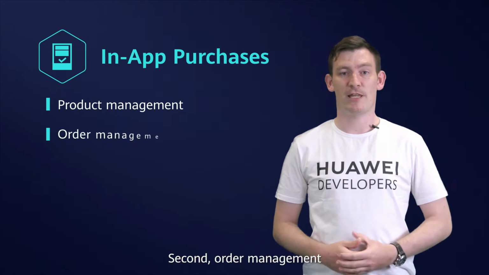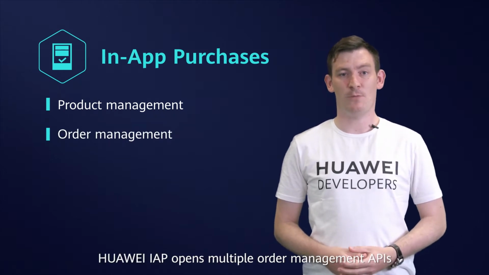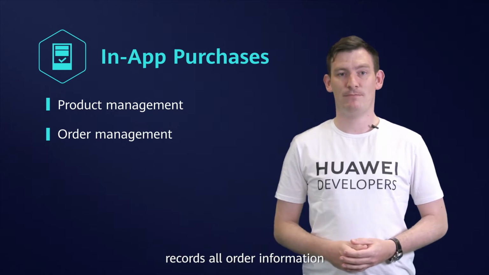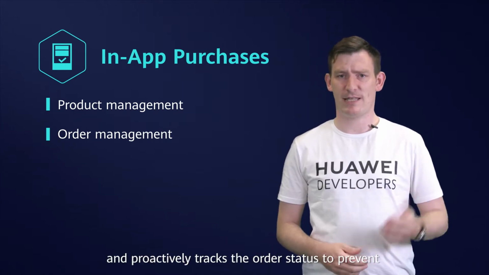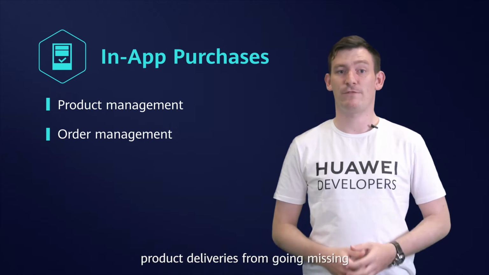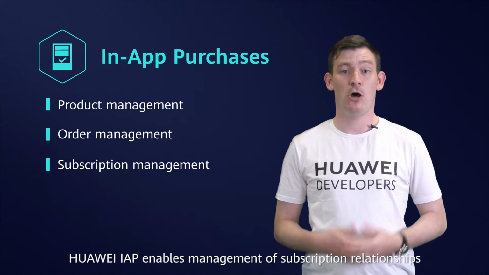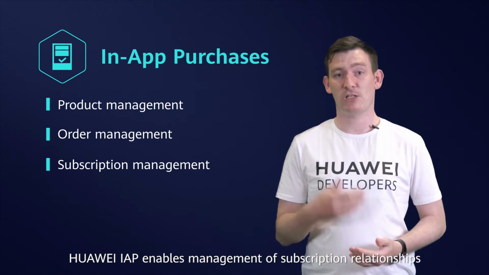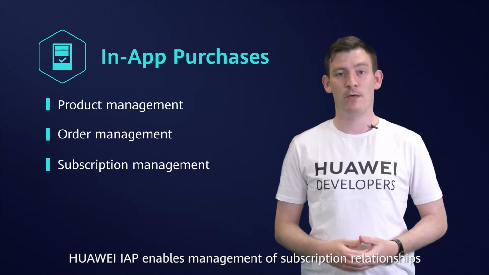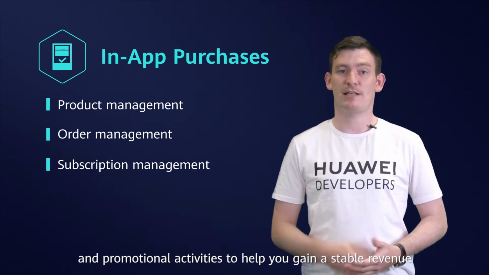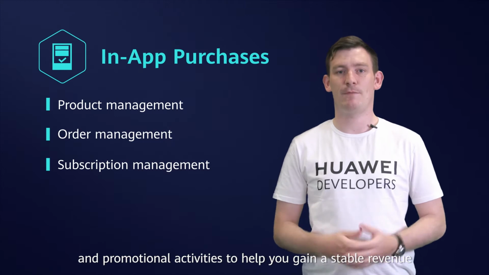Second, order management. Huawei IAP opens multiple order management APIs, records all order information, and proactively tracks the order status to prevent product deliveries from going missing. Third is subscription management. Huawei IAP enables the management of subscription relationships, subscription periods, subscribed products, and promotional activities to help you gain a stable revenue.